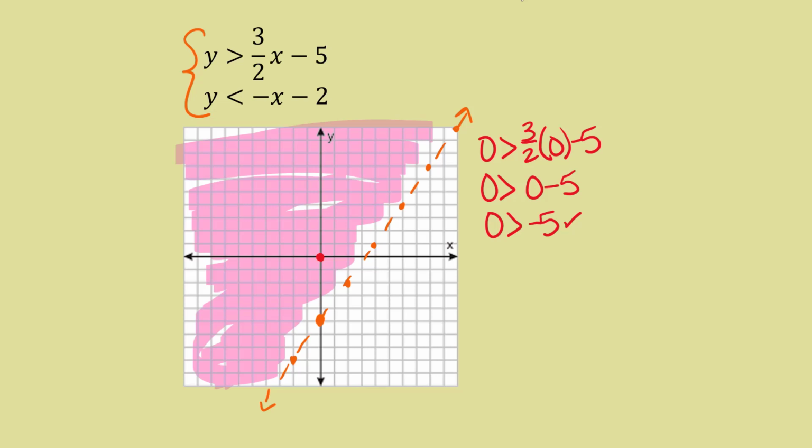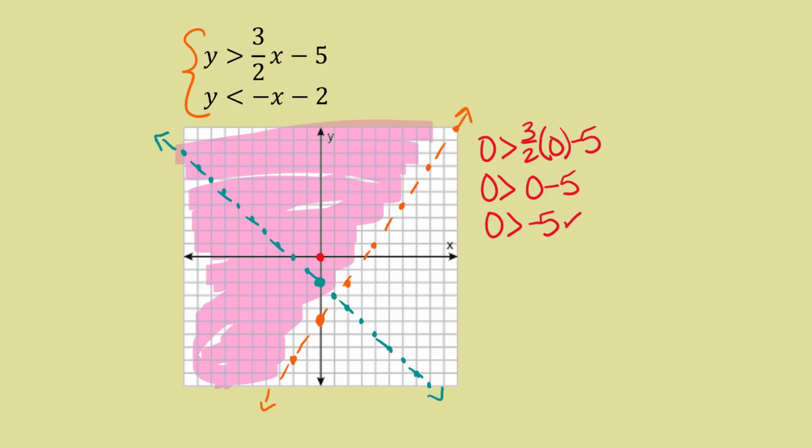All right, so that was the first point. Now we need to check out that second line. So y is less than negative x minus 2. My beginning point for this one is at negative 2, 0, and my slope is negative 1. So I'm going to go down 1, right 1, and then go the exact opposite and go up 1 and left 1. Again, this one is not included. It's just less than, so dotted line.